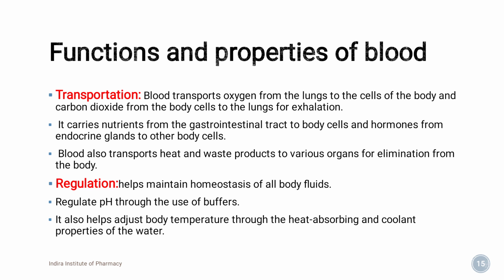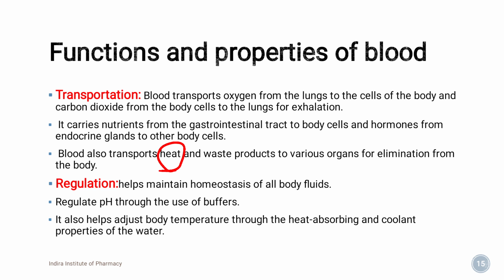So whatever hormones are secreted by the glands are also carried by the blood to their specific locations. Next, blood also transports heat and waste products to various organs for elimination from the body. So now oxygen and nutrients have been delivered, and whatever waste is generated is carried outside the cells by blood. It also acts as a heat transport system that we have already covered in the skin. Whenever there is a very hot environment, blood vessels will try to release this heat from the body through the skin.